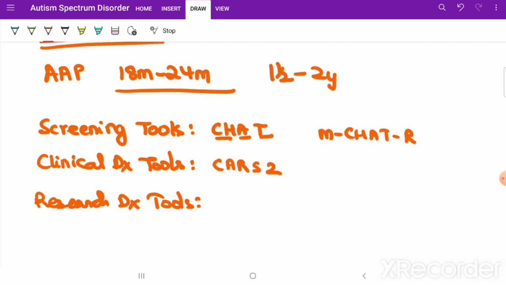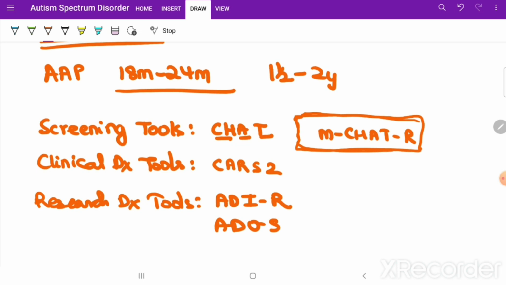In research, we use ADI-R and ADOS. ADI-R is the Autism Diagnostic Interview Revised, and ADOS is the Autism Diagnostic Observation Schedule. This was developed by Lord and colleagues and is available from Western Psychological Services. But what you need to know is that MCHAT-R is a very important tool which you follow as a part of NCECD, nurturing care for early childhood development.